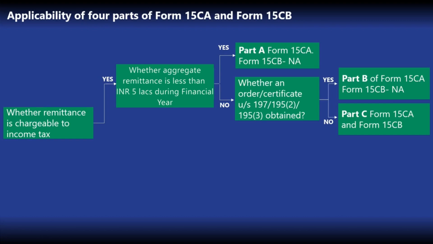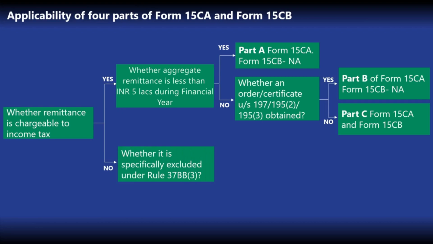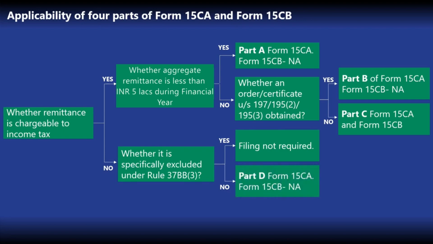Where the amount of remittance is not chargeable to income tax, please check whether it is specifically excluded under Rule 37BB Clause 3. If yes, then filing of Form 15CA or Form 15CB will not be applicable. If the amount is not excluded under Rule 37BB3, in that case, Part D of Form 15CA will be applicable and Form 15CB will not be applicable where the remittance is not chargeable to income tax.